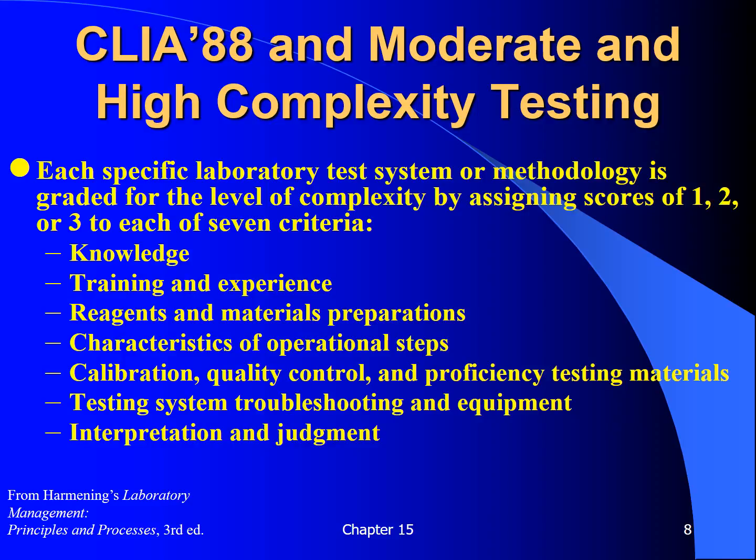For the 7 criteria, test systems receiving a total score of 12 or less are categorized as moderate complexity testing. Methods receiving scores above 12 are categorized as high complexity. Of the test systems currently being marketed, more than one-half are classified as moderate complexity, and the remaining, excluding those in the waived category, are high complexity.